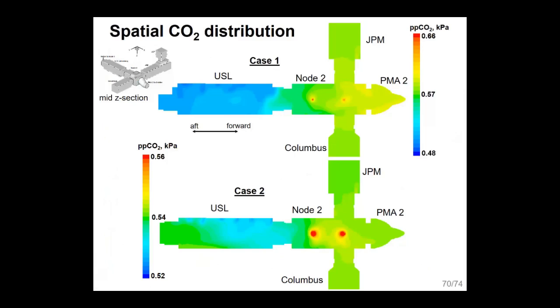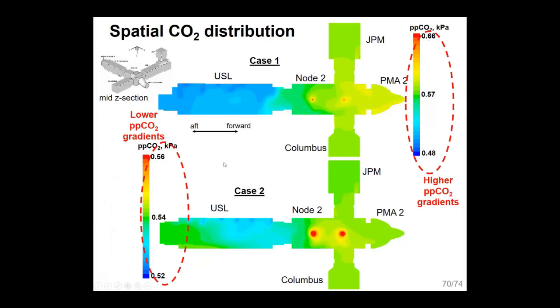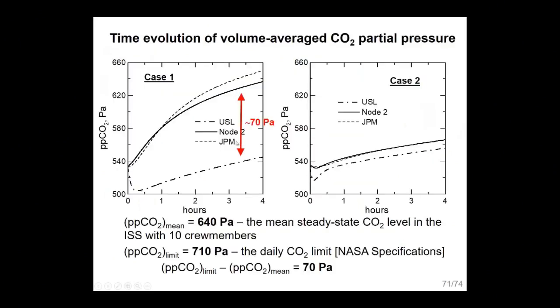And it results in different carbon dioxide distributions. For carbon dioxide distribution, we have various legends, because it is not possible to use the same legend because the level of carbon dioxide is very different. And we have lower carbon dioxide concentration gradients in case B, in the modified design. Here is the difference.